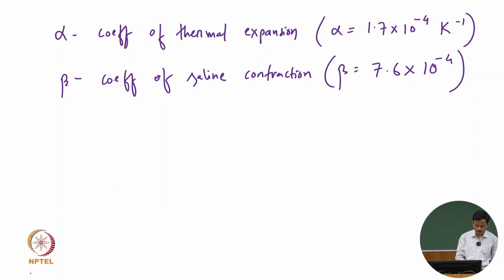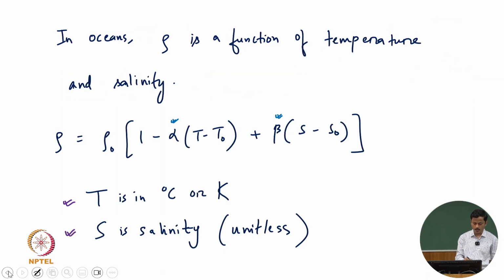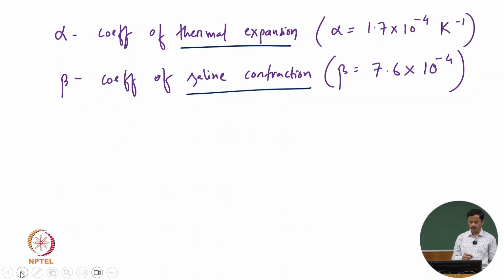Why is it called expansion and contraction? Because seawater expands as it heats, whereas its density decreases. Whereas if you increase the salinity of the same quantity of seawater, its density increases. So both of these work opposite in terms of their contribution to density. So this is for seawater.